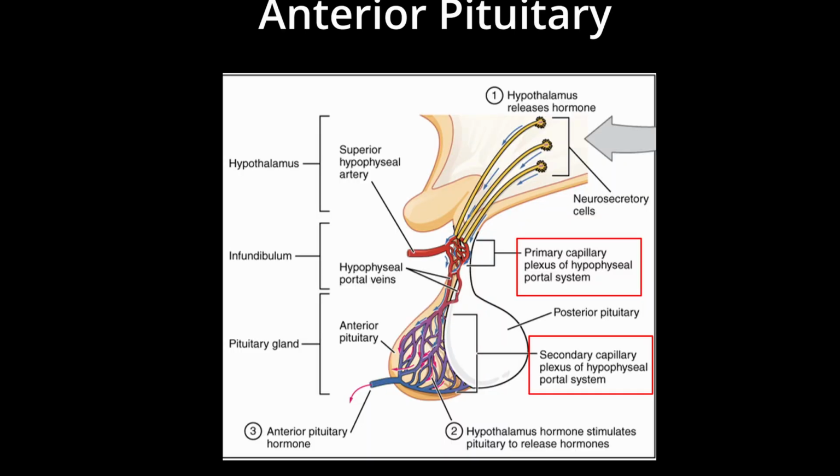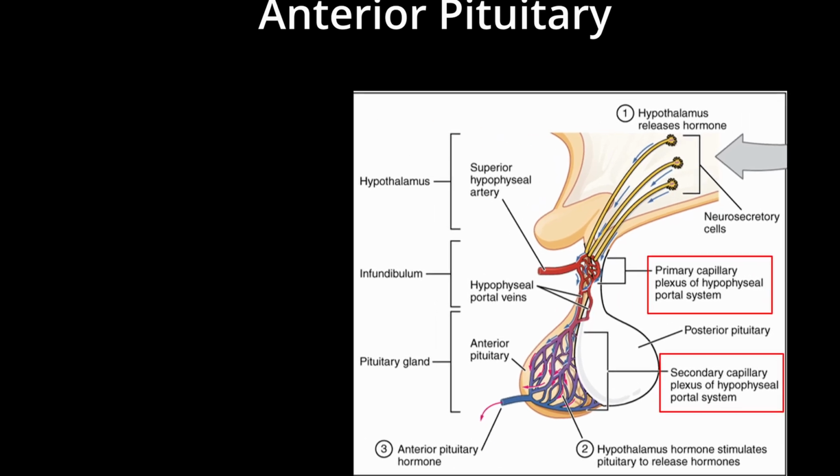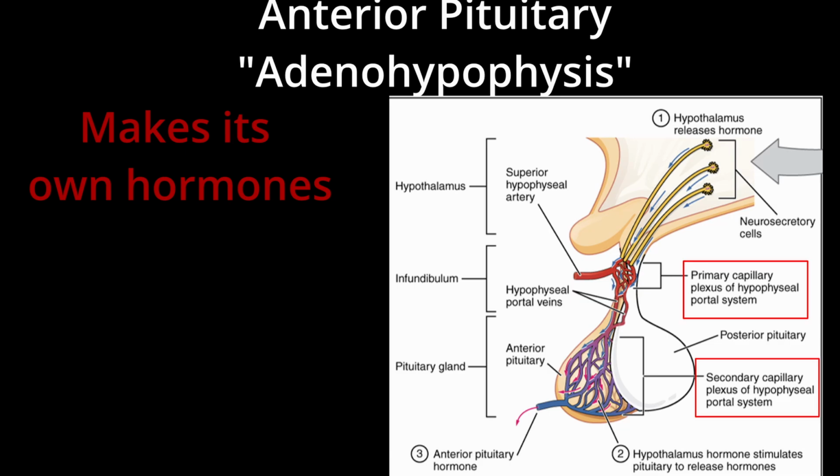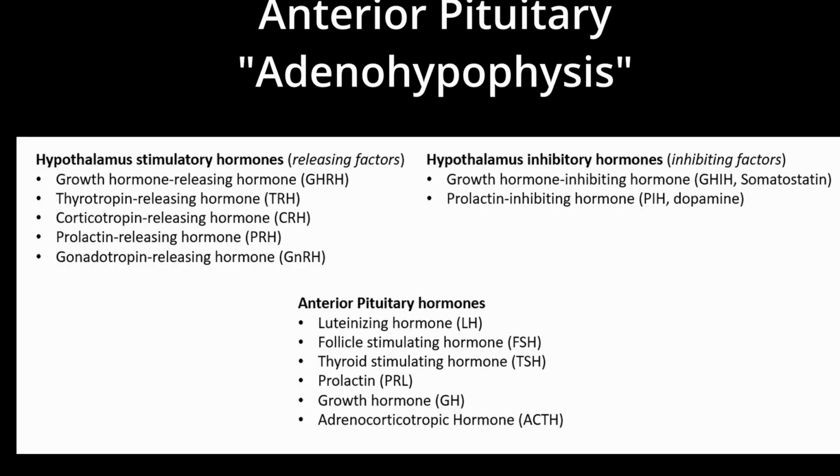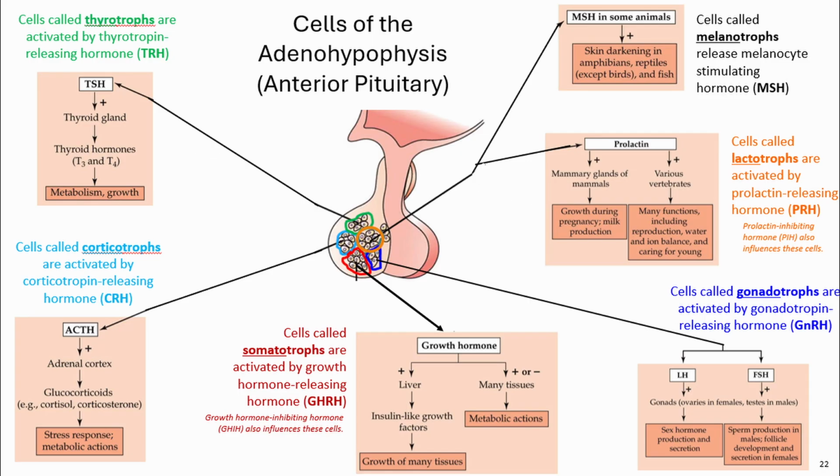Now, onto the anterior pituitary gland. Also known as adenohypophysis, it makes its own hormones and releases them through the hypophyseal portal system. They help by either releasing or inhibiting hormones. These include these hormones. We'll talk about all of them, don't worry. These are beautiful stuff. Beautiful, beautiful.